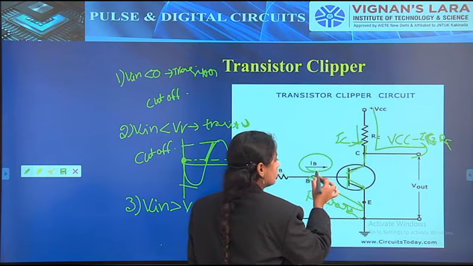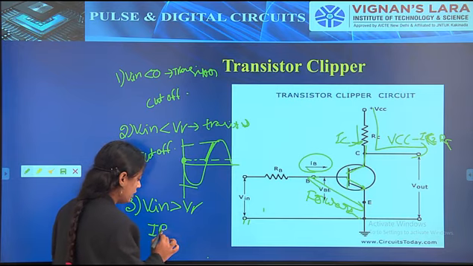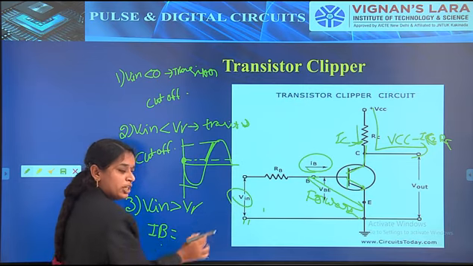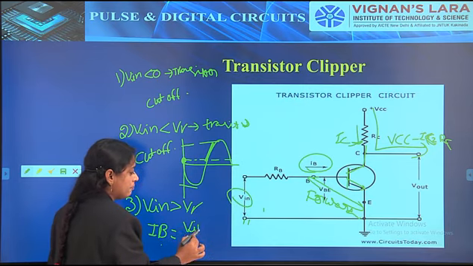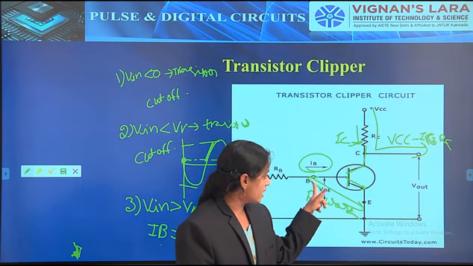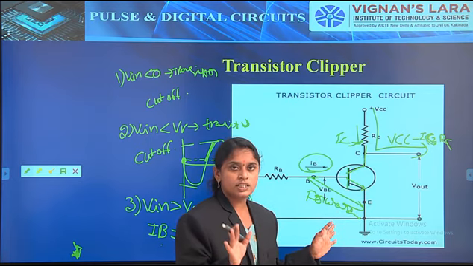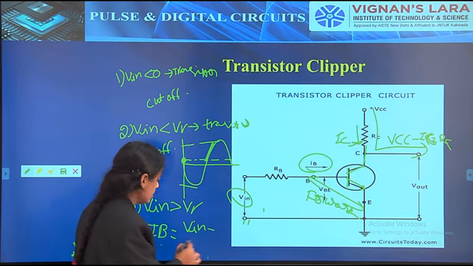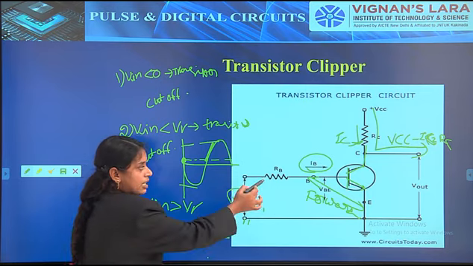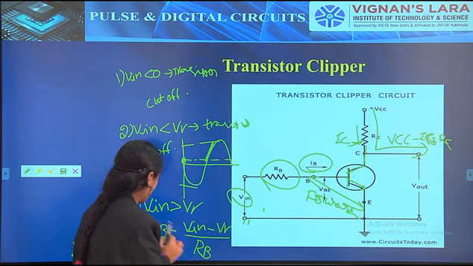And current passing through this will be IB. So what is the equation for IB? We have to observe that IB is equal to, what is the input voltage? That is V input, minus the drop across the base-emitter junction. What is the drop here? That is V gamma, because there is a cut-in voltage, V gamma. So IB is equal to (V in minus V gamma) by a resistor RB. So this is the equation for IB.